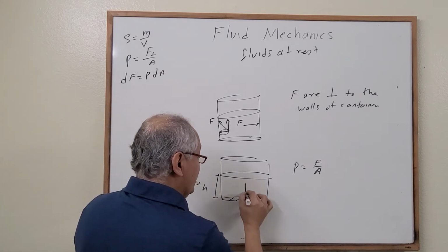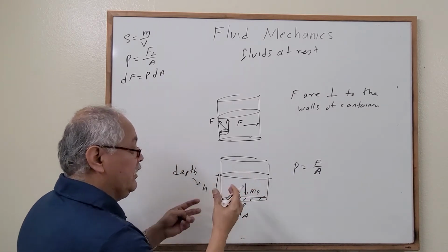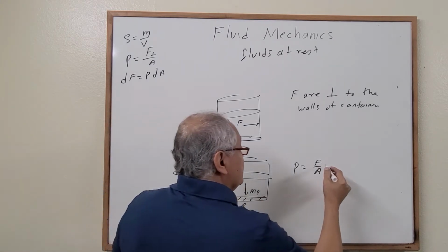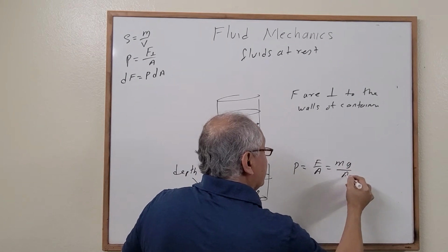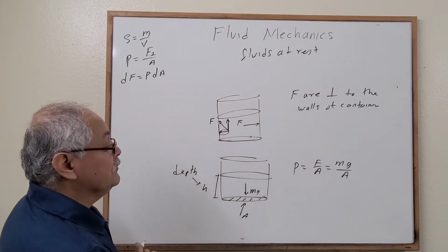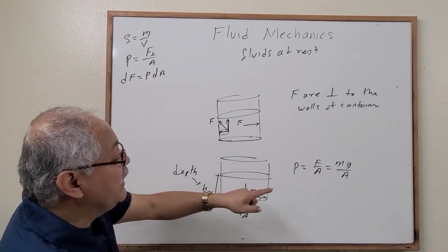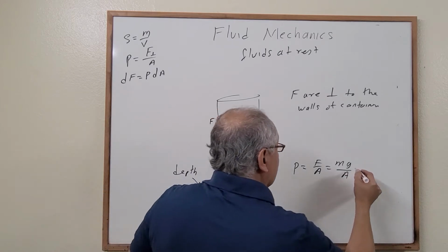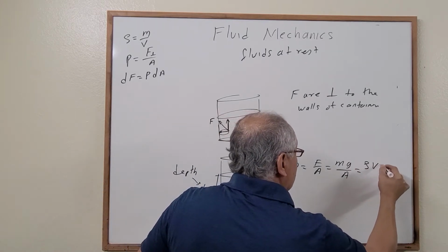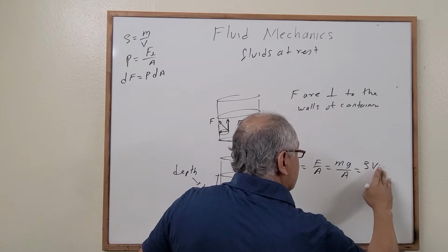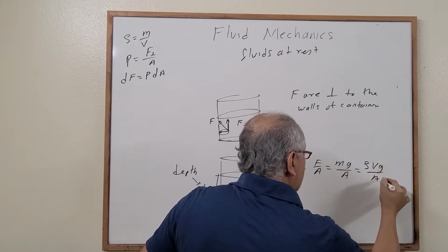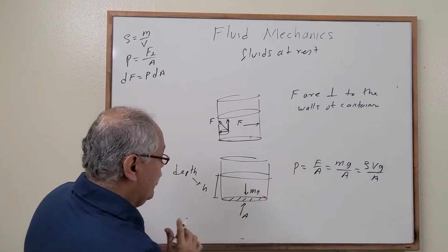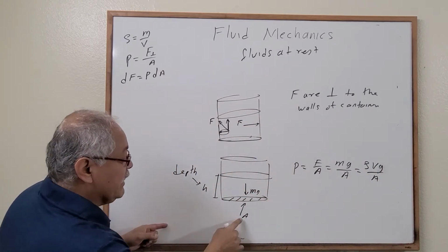Well, the force is just the weight, mg, the weight of the whole fluid acting on the bottom right here. So this equals mg divided by the area. But how do we define mass? Let's use density instead of mass in this formula. It's going to be density times volume times g divided by the area. But what is volume? The volume of this amount of water in this container is H times the area.